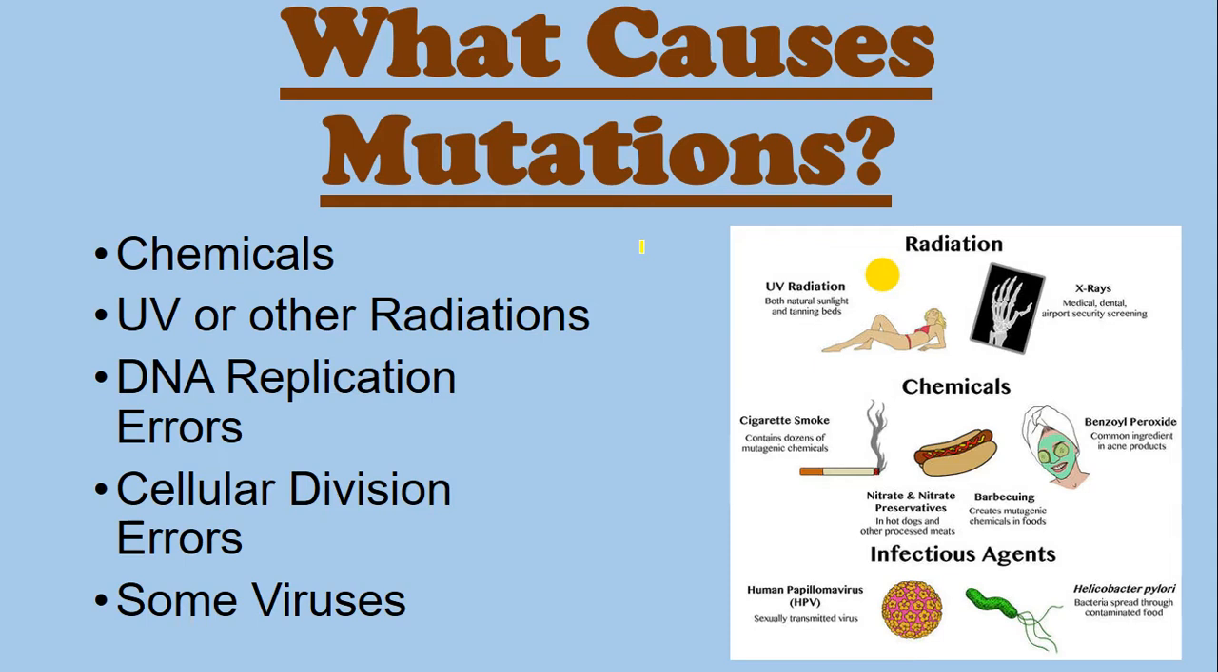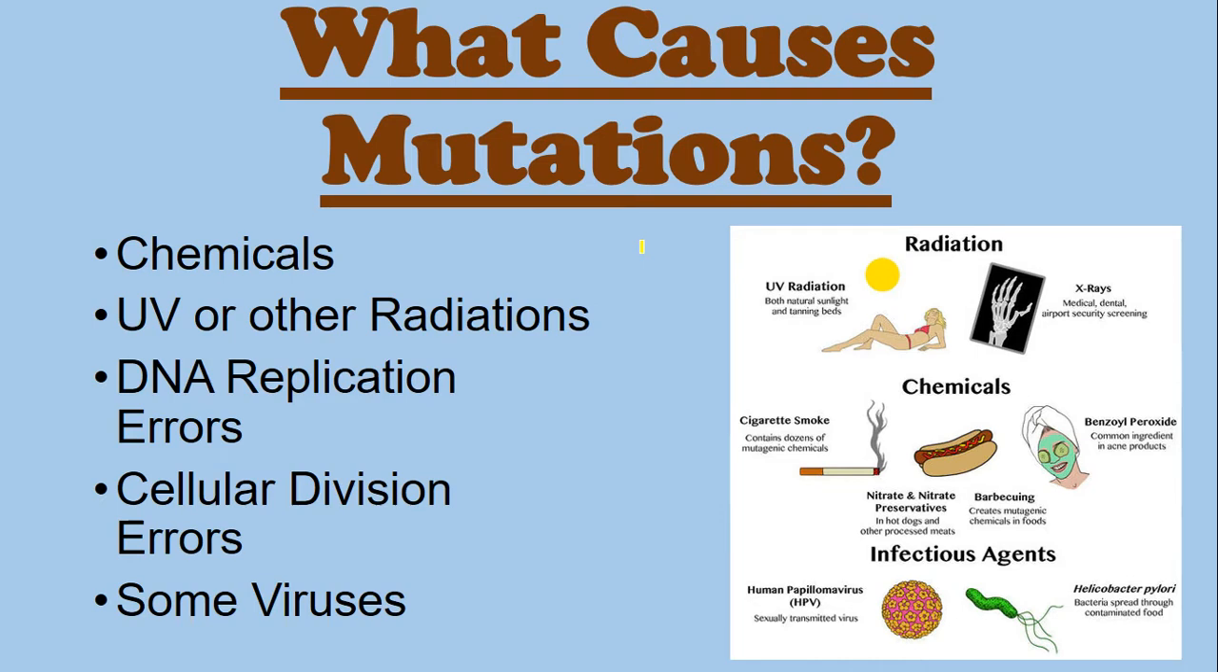Other ones like X-rays can actually have a big effect on causing mutations. That's why when you get an X-ray, say at the dentist office, they place the lead vest over you, so it's protecting certain areas so they're not damaged and don't get mutations.